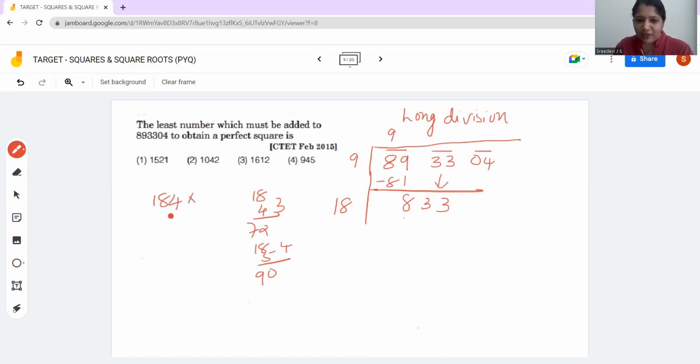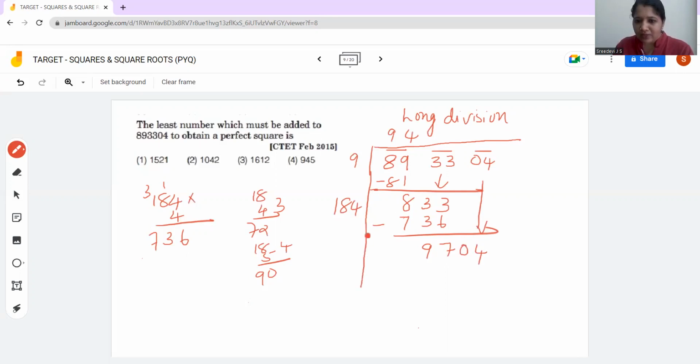So let us see 184 into 4. The value we will be getting: 4 4s are 16, carry over 1. 8 4s are 32 plus 1, 33. 3, carry over 3. 1 4 is 4 plus 3, 7. So we'll be getting here 736. So we'll be subtracting. We'll be getting 13 minus 6, 7. Here it is 9. Then the next two digits together, that is 04.